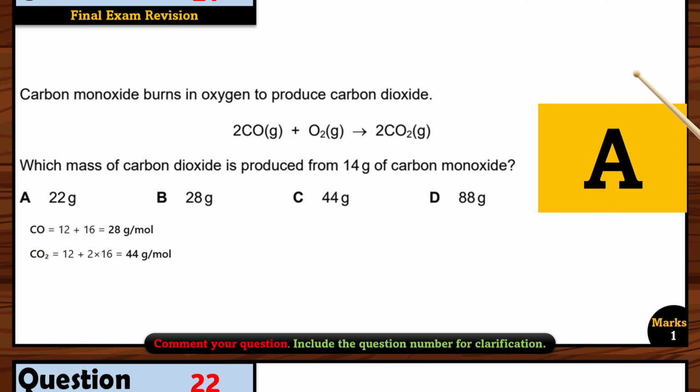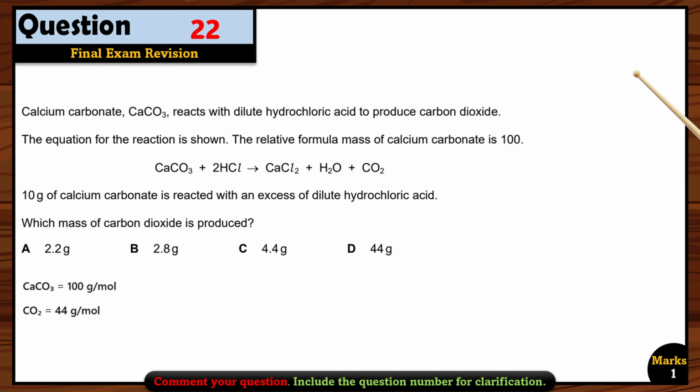Okay. Question number 22 now. Let's see if this question is similar or different. Okay, again the question is the same. They have asked you about calcium carbonate and dilute HCl. 10 gram of calcium carbonate is reacted with an excess of dilute hydrochloric acid. Which mass of carbon dioxide is produced? So actually they are asking about calcium carbonate and carbon dioxide. These are our targets.